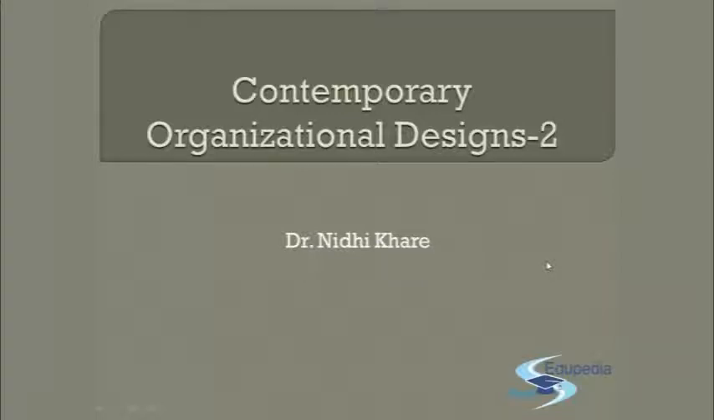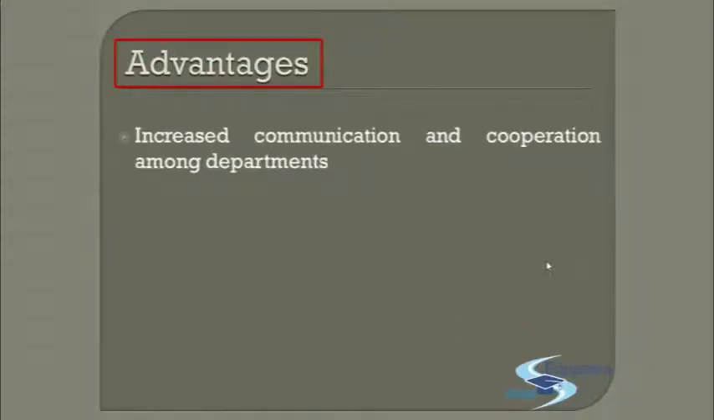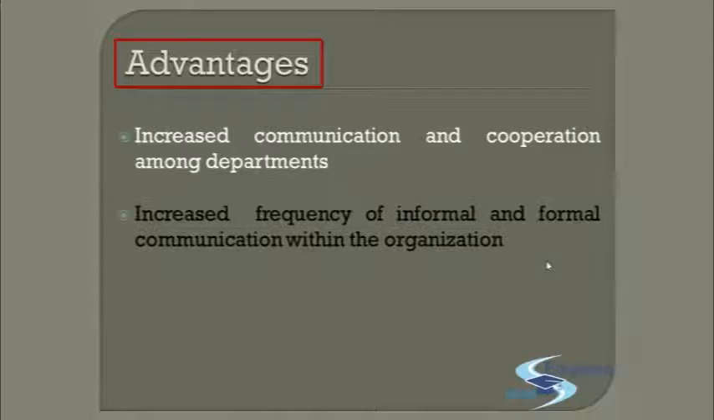Now, using the matrix structure as opposed to product departments may increase communication and cooperation among departments because project managers will need to coordinate their actions with department managers. In fact, research shows that matrix structure increases the frequency of informal and formal communication within the organization.